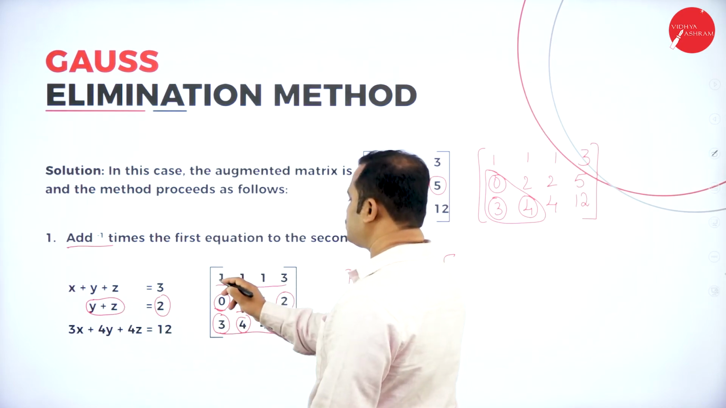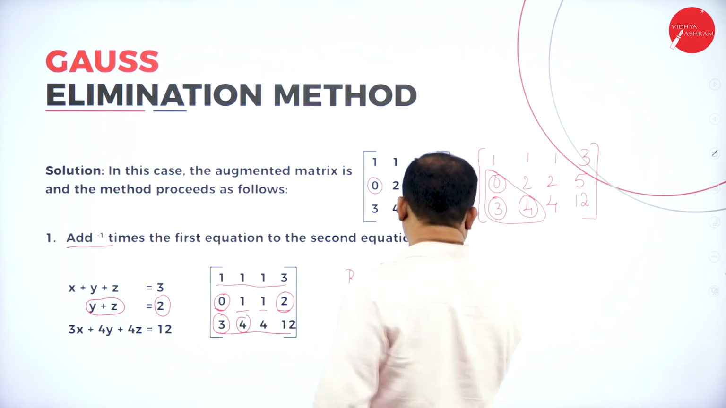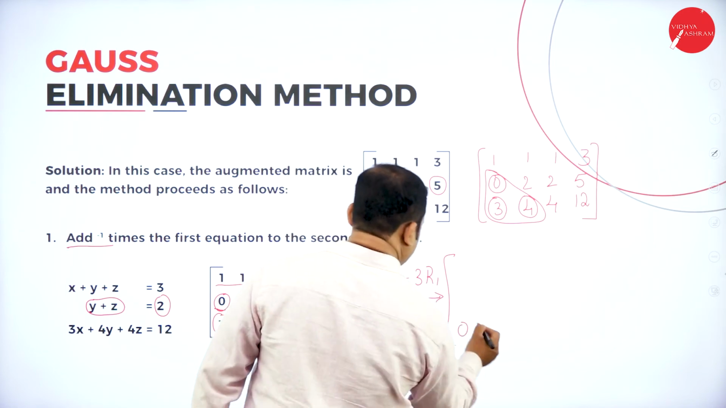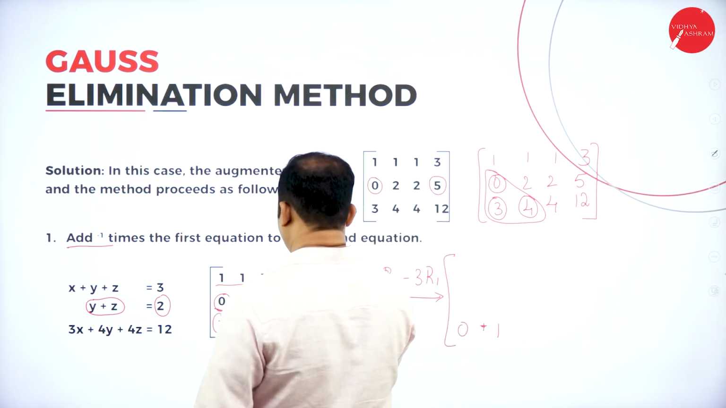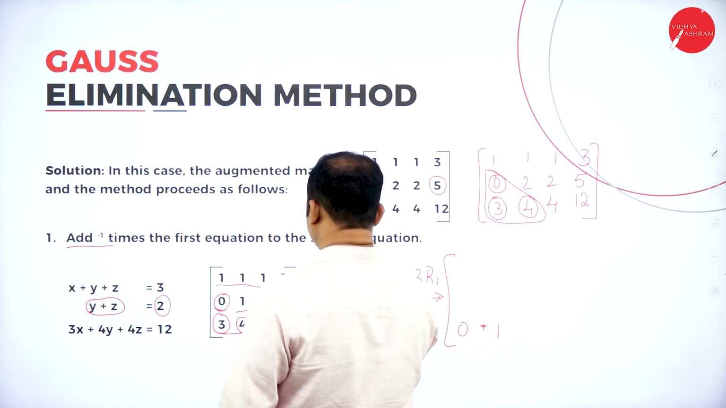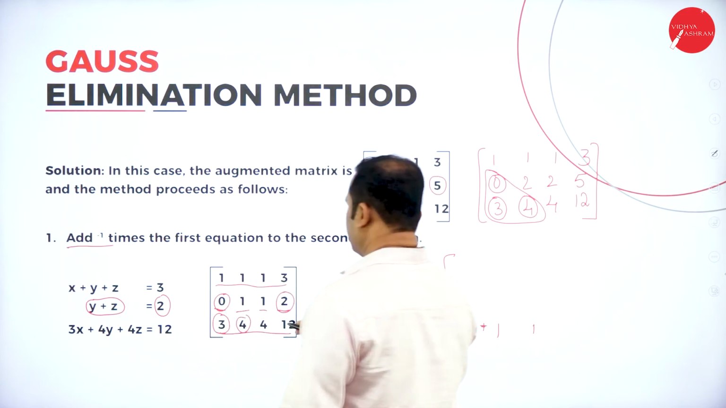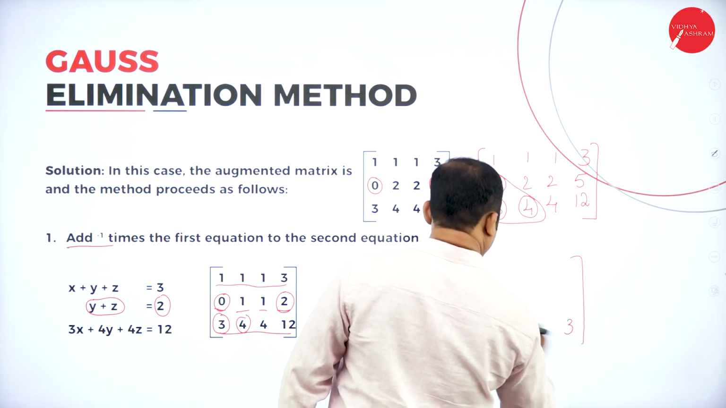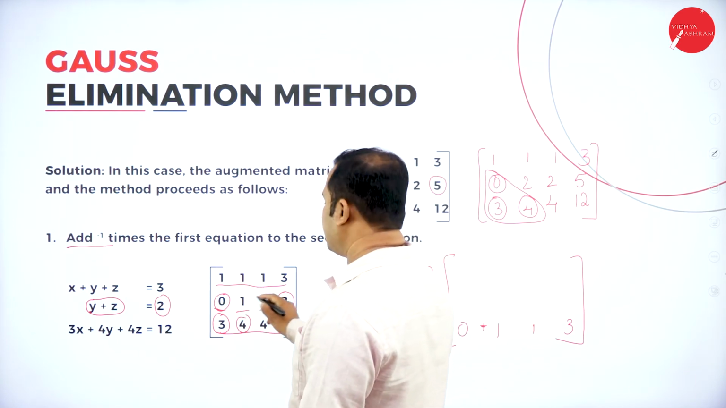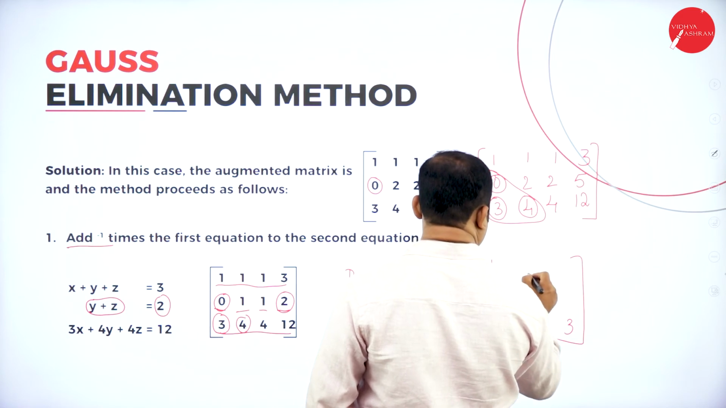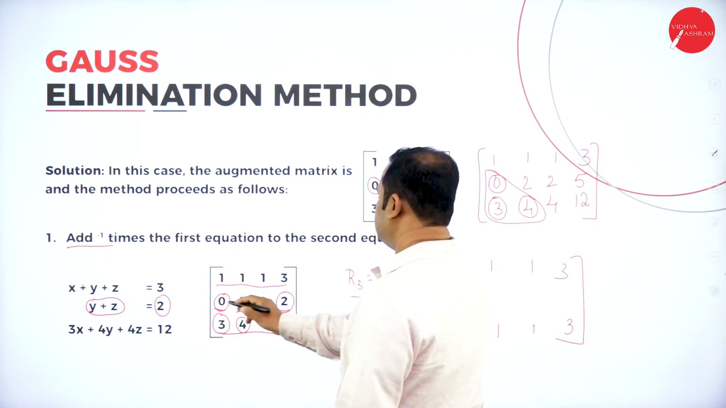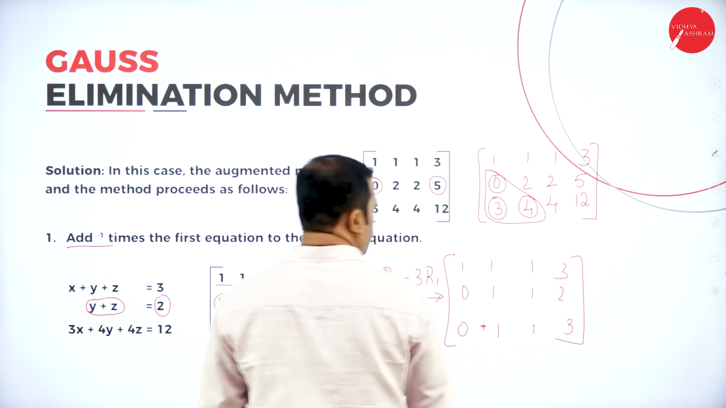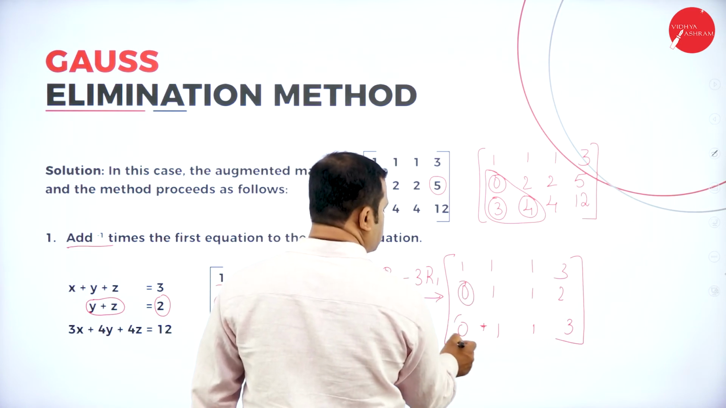That is 3 times 1 indicates 3. 3 minus 3 leads to 0 here. Again 1 into 3, 3. 4 minus 3 leads to 1 here. Then again 4 minus 3, that leads to 1 here. Then again 12 minus 9, that leads to 3 here. I will write the rest of the equations as it is. That is 1, 1, 1, 3, 0, 1, 1, 2, 0, 1, 1, 2. Now I have got 2 terms which is 0 now.